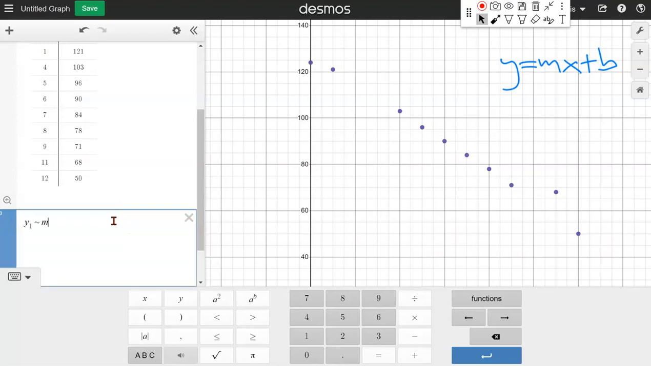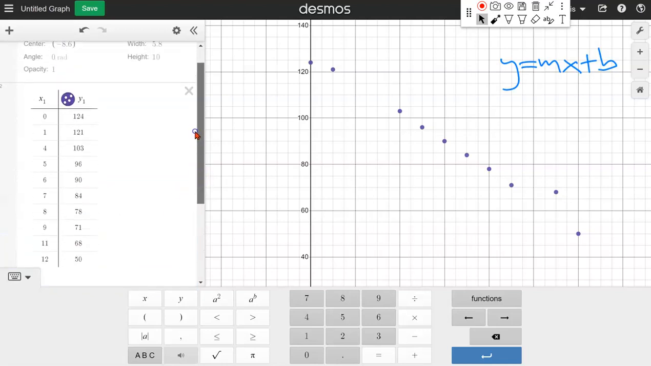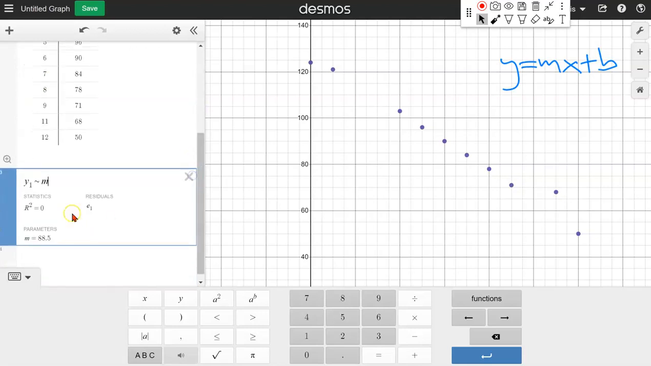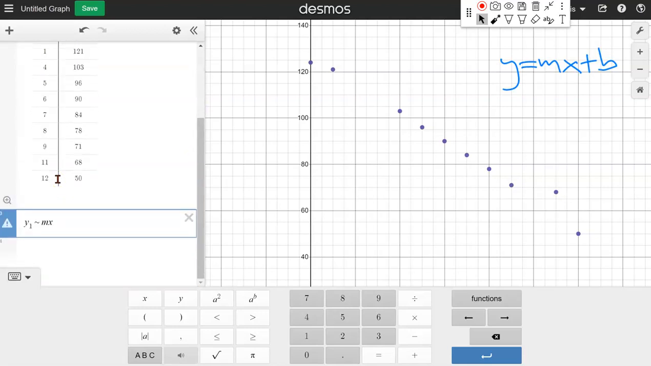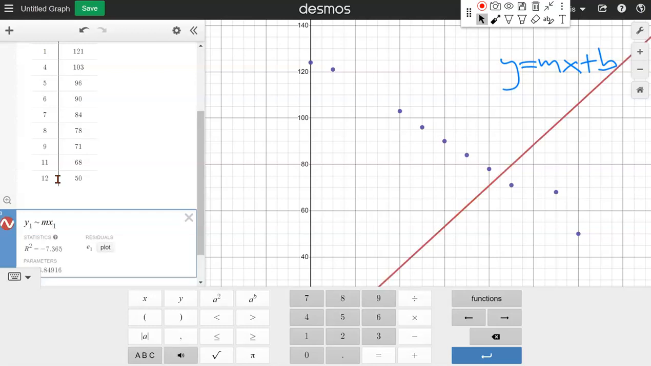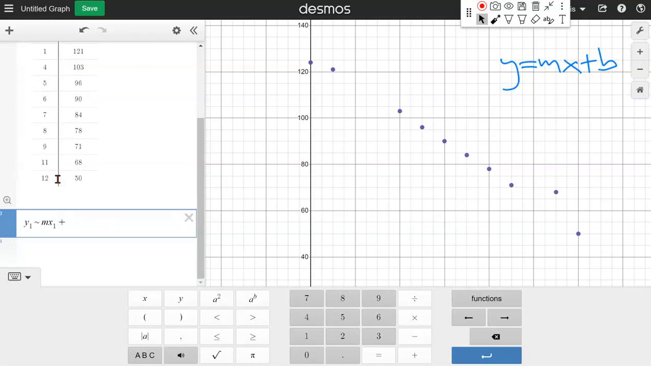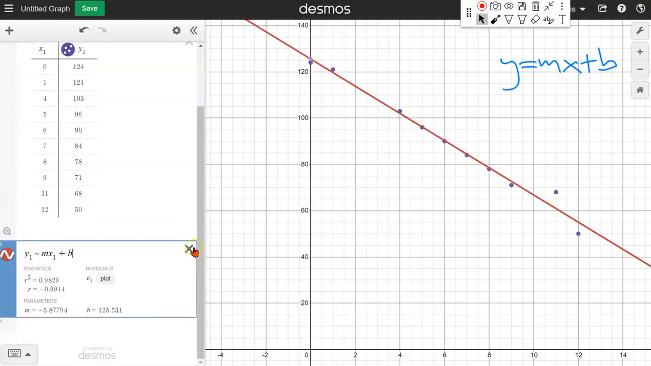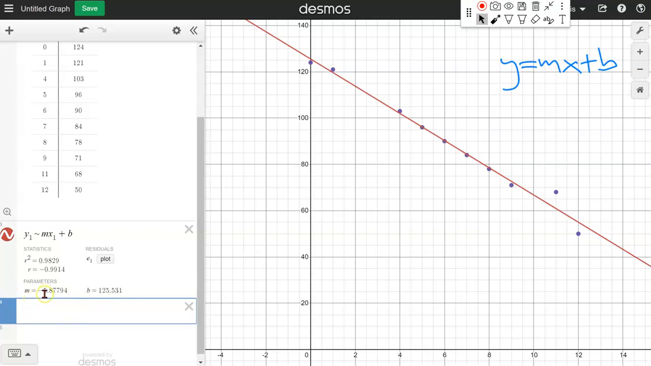Then m for the slope, and then our x values, if you look at the table, is x1. Look at this, it's x1. So we want x1 here. So x underscore 1, then plus b. So that's the easiest way to get the line of best fit. And as you can see here, you already have the slope m and b, which is your y-intercept.